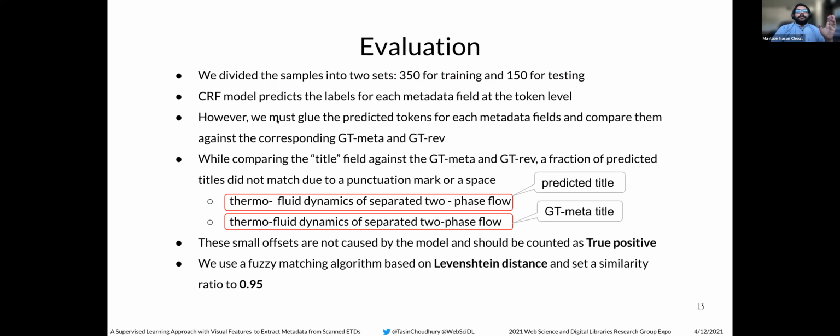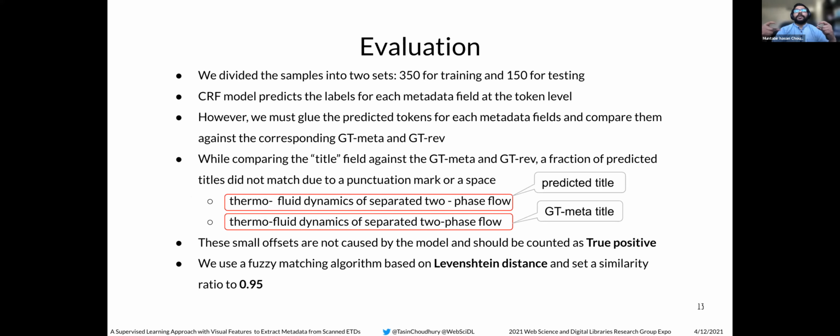So now that we have implemented all our features, we are ready for the evaluation part. We divided the samples into two sets, 350 samples for training and 150 for testing. The CRF model predicts the labels for each metadata field at the token level. So it would determine whether "thermo" is a B-title or I-title, or "fluid" is a B-title or I-title. So it's predicting at the token level, not at the sentence level, right?